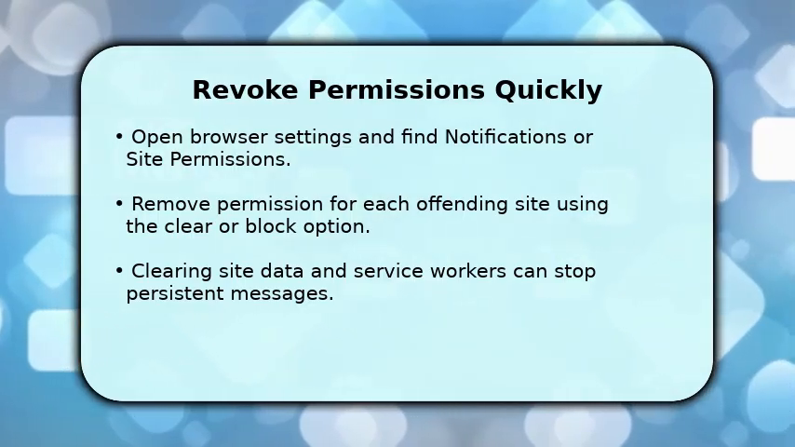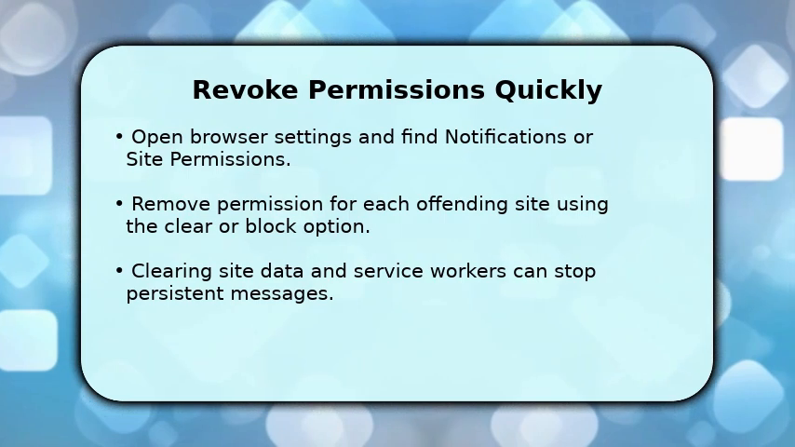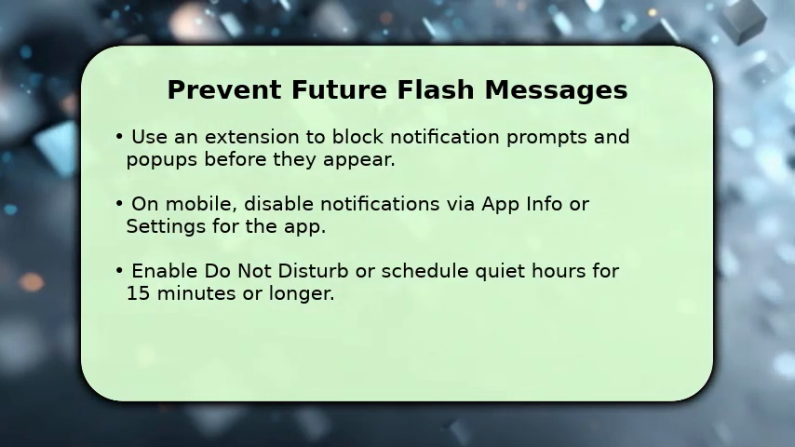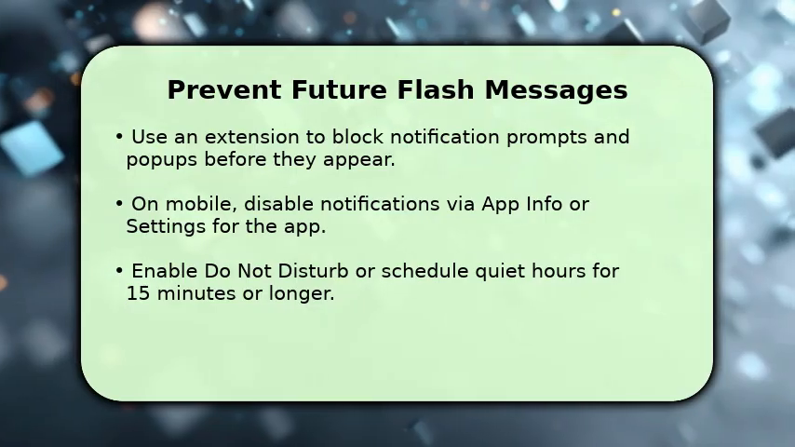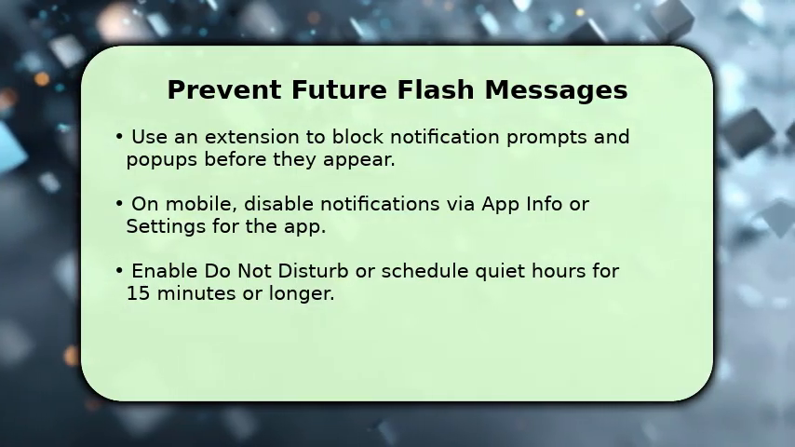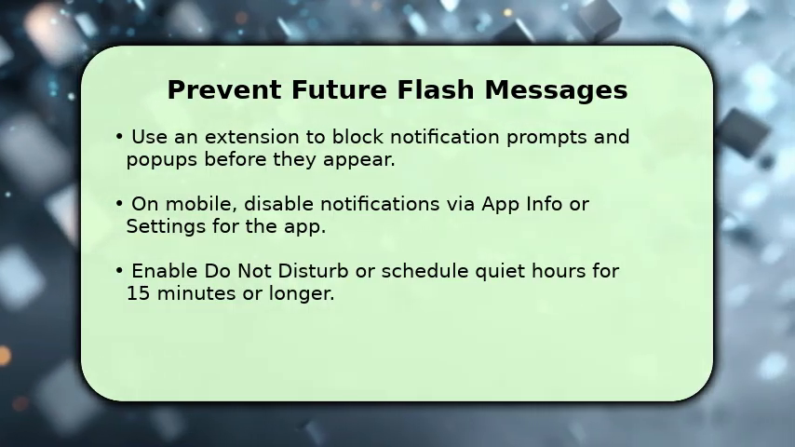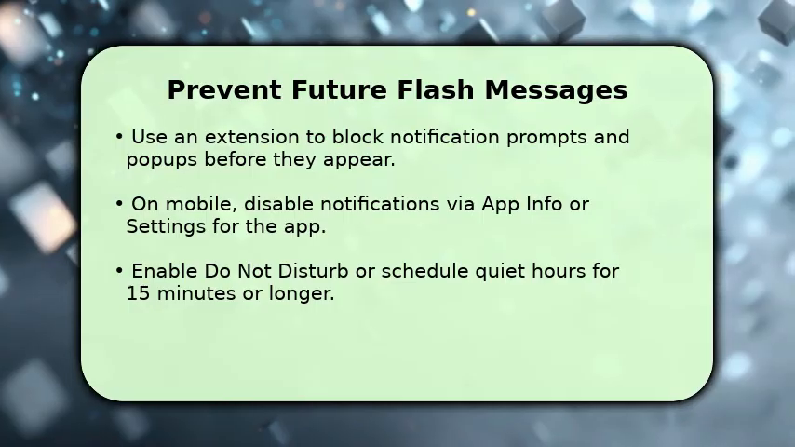Install a reputable extension that blocks notification prompts and pop-ups in advance. On mobile devices, open App Info or Settings and disable notifications for specific apps. Consider enabling Do Not Disturb mode or schedule quiet hours for 15 minutes or longer during work.